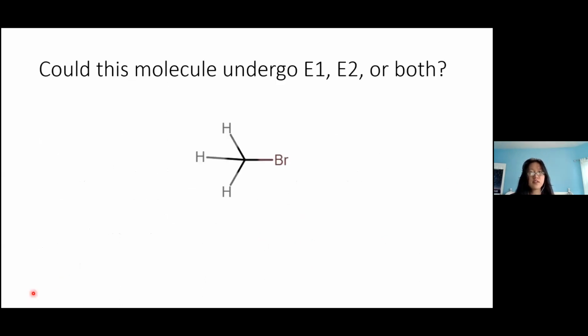Okay, so just as a quick review, looking at this molecule, this is essentially just a simple methyl group connected to a leaving group. Could this molecule undergo E1, E2, or both? One thing to look at is what carbocation would be formed if you were to take off this Br, and then see whether this would be favorable for E1 or more favorable for E2.